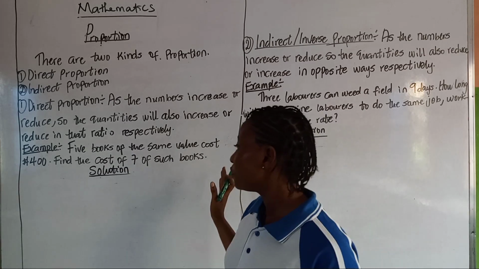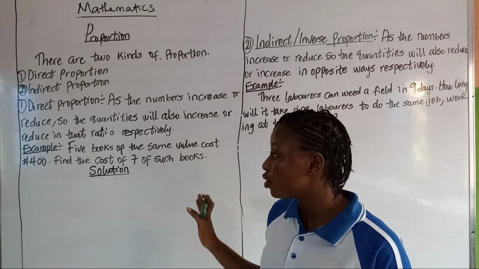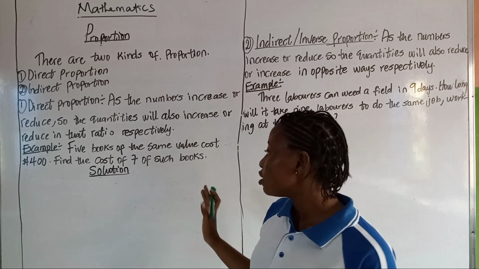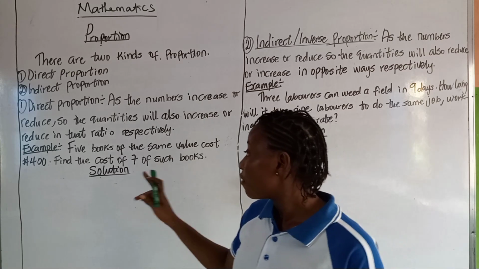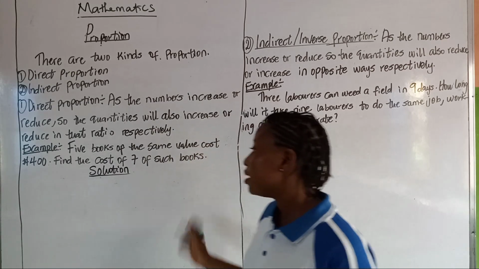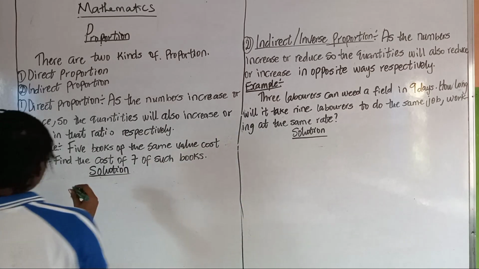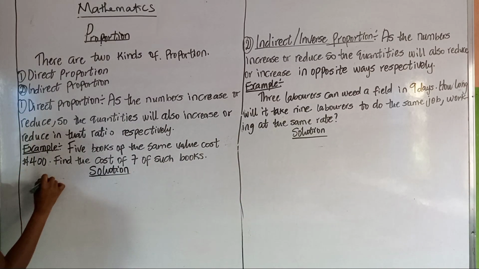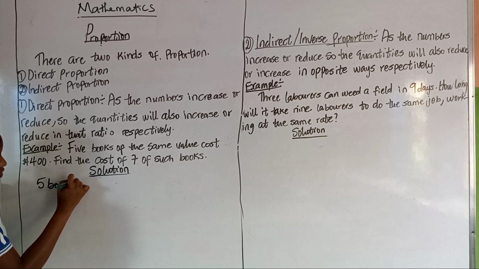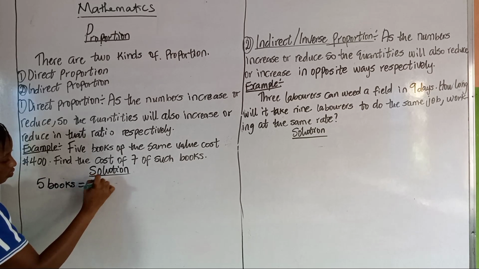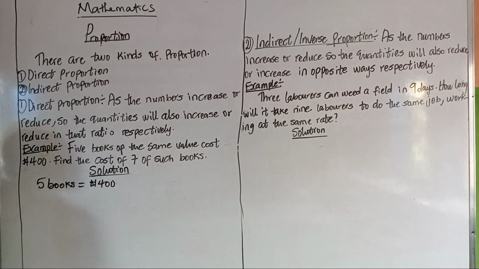Let's say, for example, 5 books of the same value cost 400 naira. Find the cost of 7 of such books. Now, say 5 books is going to be equal to 400 naira, right?